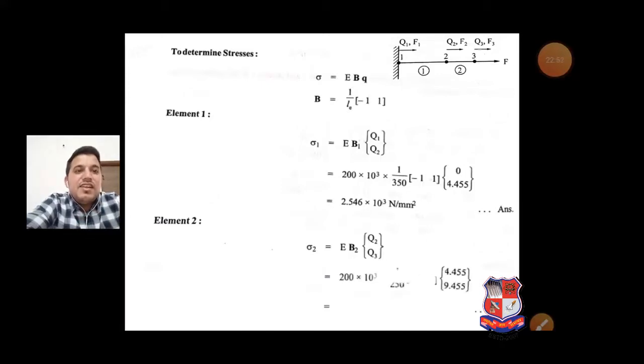And similarly we have to find the stress in element number 2. This is particularly for the conventional method as well as the potential energy method in finite element analysis.